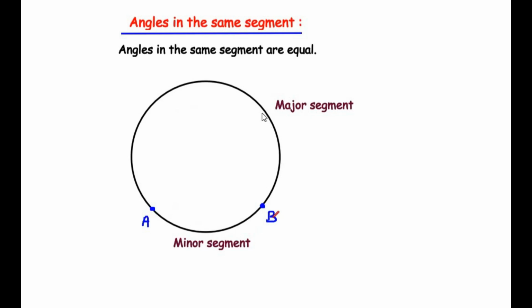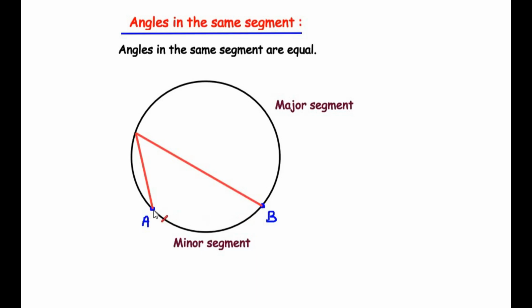Now you can see that I have drawn a circle and there are 2 points on it, that is A and B. Now these 2 points divide the entire circle into 2 segments. One is this larger segment called the major segment and one is the smaller segment called the minor segment. Now using these 2 points, let me draw an angle in the major segment this way.